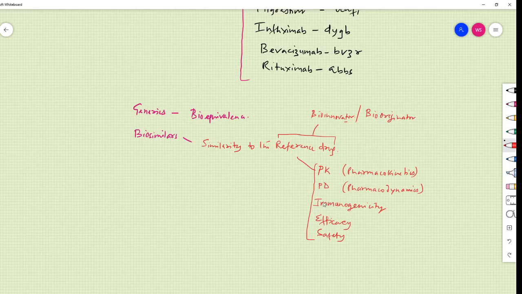In the case of generics, they need not do all these tests. This is the abbreviated licensing pathway. It is not the full range of tests that a bio-innovator molecule undergoes. It is less than that, but still more than the tests that need to be done for generic drugs. So that is again a difference between biosimilars and generics.